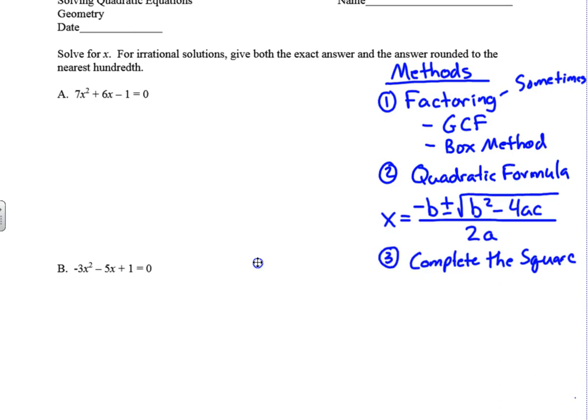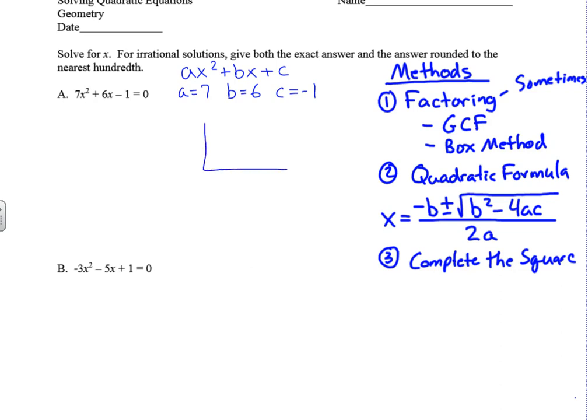Okay, so we look at A, and we see that we have a value. Now, quadratic equations are in the form ax squared plus bx plus c. So in this particular one, A is 7, B is 6, and C is -1. We want to have it set equal to 0. So I'm going to try and factor this. And when I factor, I look for a common factor. I don't see any of those.